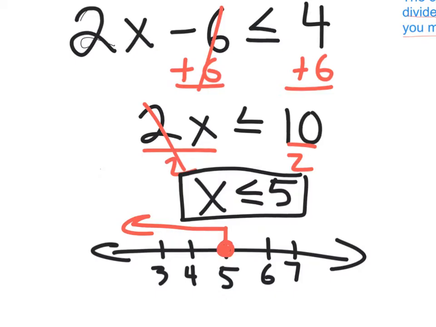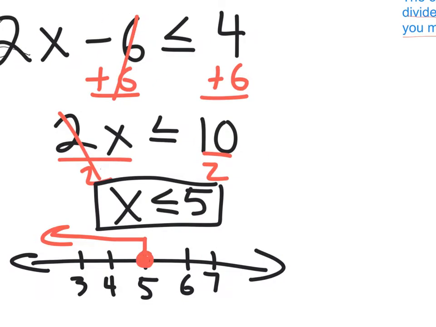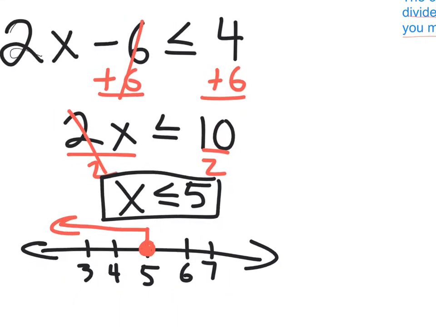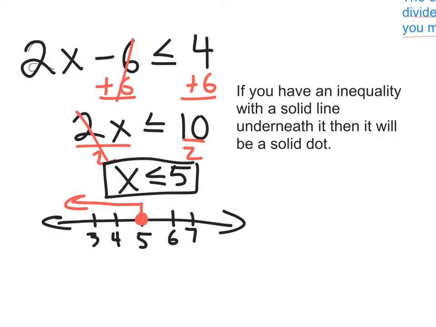Okay? I guess we could jot down some more notes here. Let me move that a little to the side. Make it a little smaller. So here's some additional notes. Once you actually solve it, if you have an inequality with a solid line underneath it, then it will be a solid dot. Okay? So as you can see, our original inequality had a solid line underneath it, and it kept coming down, so you have a solid line underneath it on your answer, so it's going to be a solid dot.